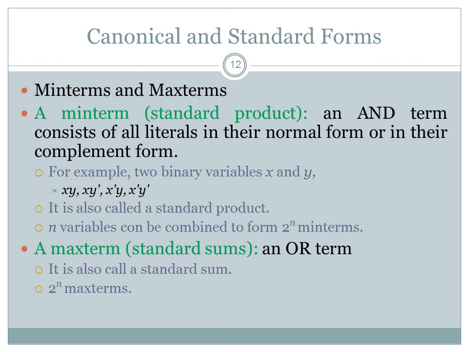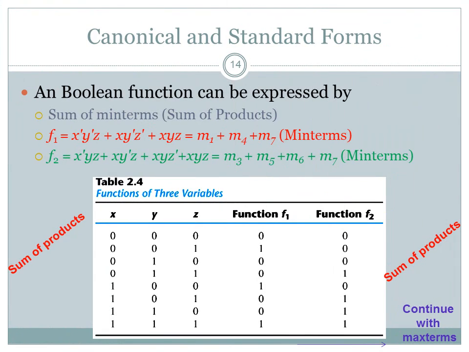As for the max term, which is the OR term, it is linked more to the product of sums. So here in this case, it is x plus y, x prime plus y, x plus y prime, and x prime plus y prime. See that they constitute all the 8 elements.